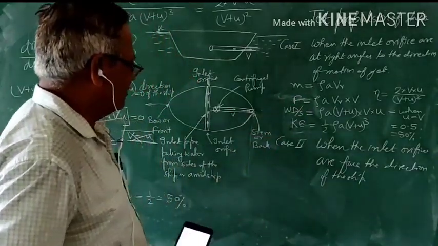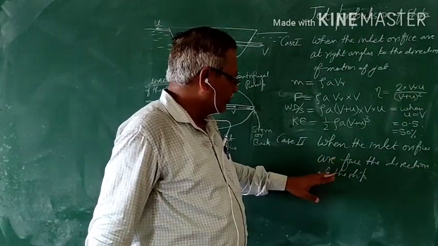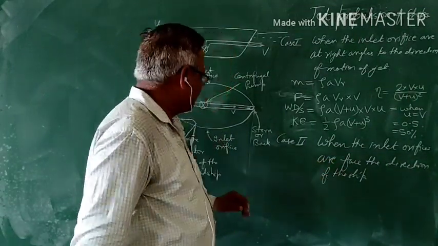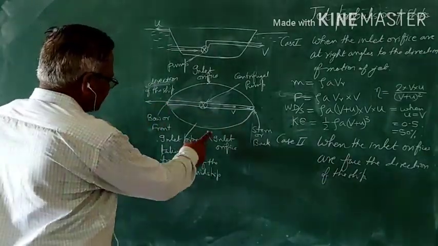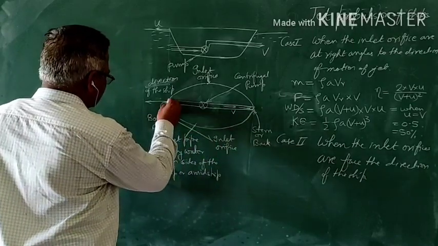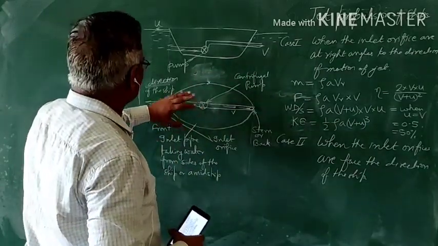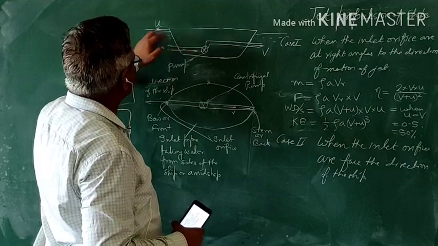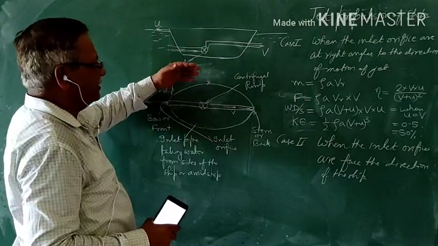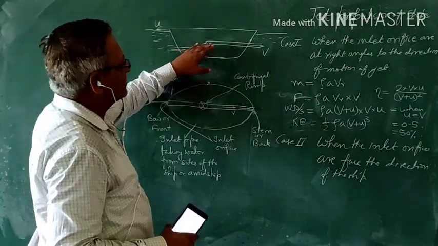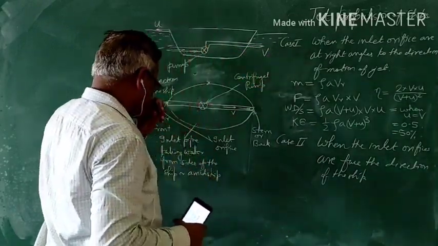These results were derived. Now we consider case 2, when the inlet orifice is facing the direction of the ship. This is the inlet orifice facing the direction of the ship, in the top view. In the front view, you can see the water entering from the direction of the ship, and a centrifugal pump is supplying the energy. So the kinetic energy of the water increases and it goes into the sea, generating the propulsive force.